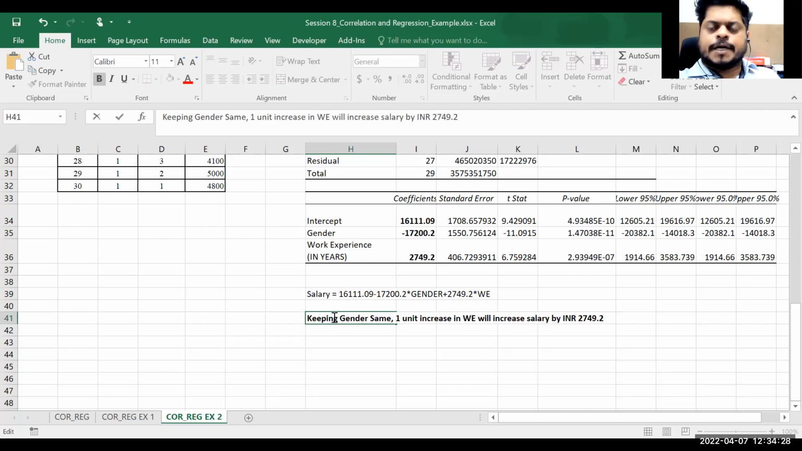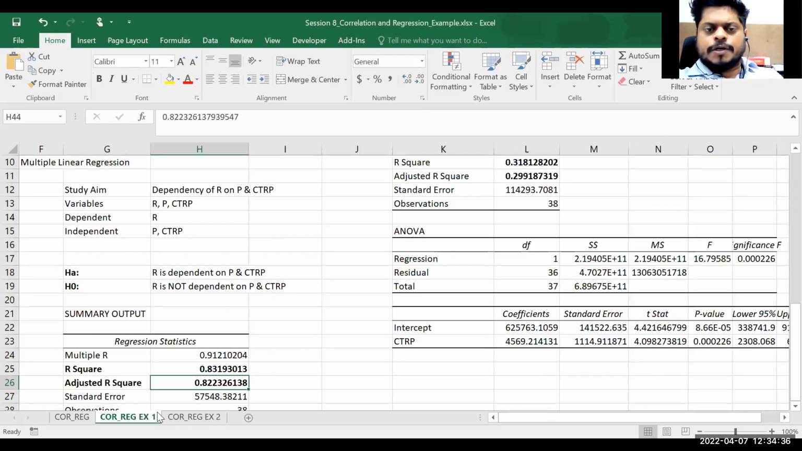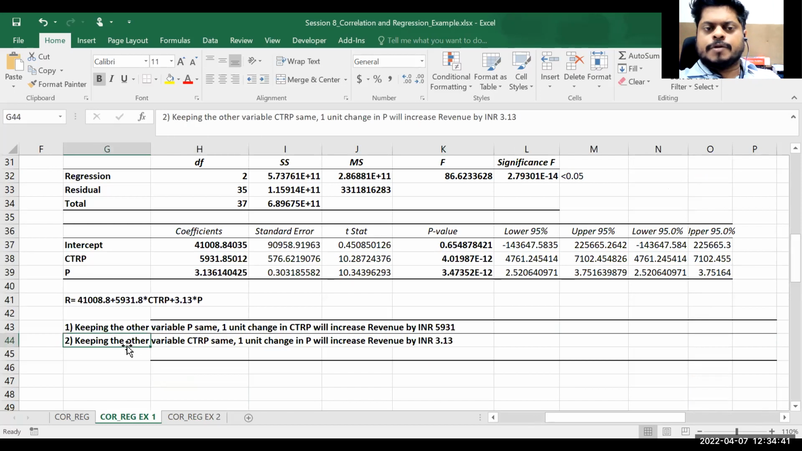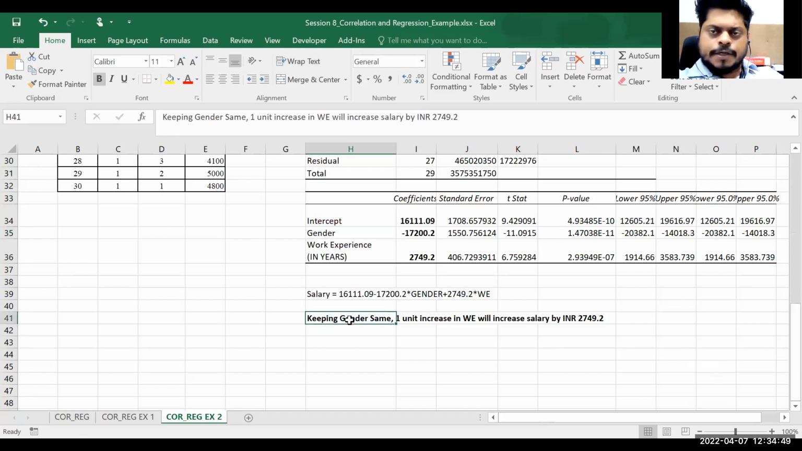So how to interpret a categorical variable in regression? That is the third concept we are going to discuss. The continuous variable is GG, we have already discussed. Intercept, CTRP and P we discussed, keeping the other variables the same, a 1 unit increase. Now we have one categorical variable, gender, and another continuous variable, work experience. Work experience is already explained. If both employees have the same gender, I can compare their salary, right?